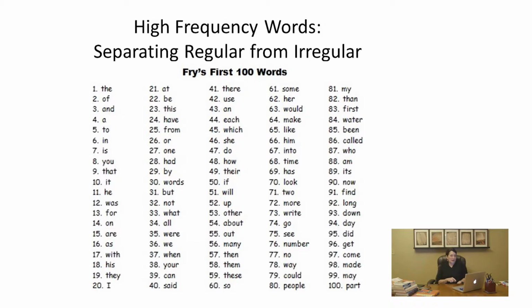Look at the third word on this list, the word and. If the child knows the sounds a, n, and d, all regular conventional sounds made by those letters, he or she can read it. So the knowledge of the learner is something to consider as well.